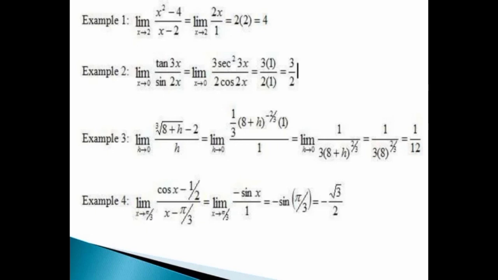Example number 2 is the limit of tangent 3x over sine 2x, as x approaches 0. So you will differentiate those trigonometric functions. The final answer is 3 over 2, which is not indeterminate. Then number 3, same process, also using L'Hospital's rule.